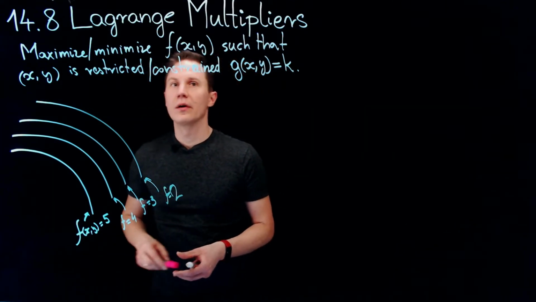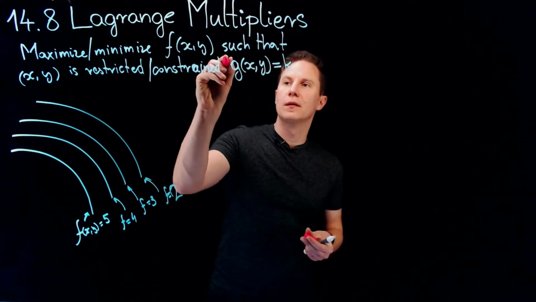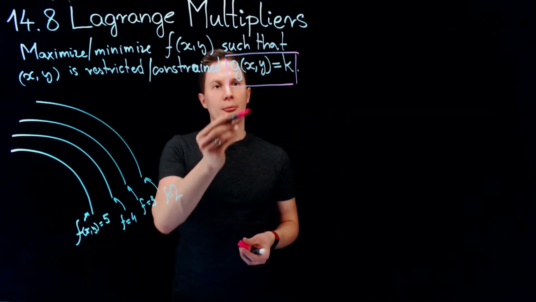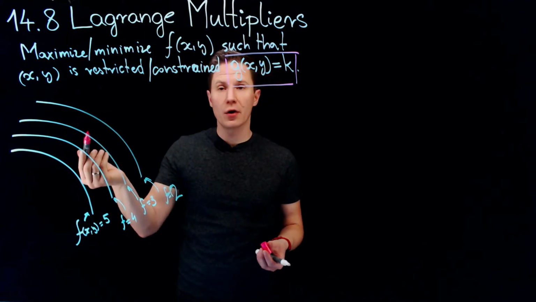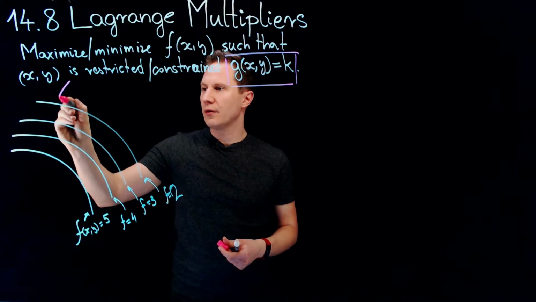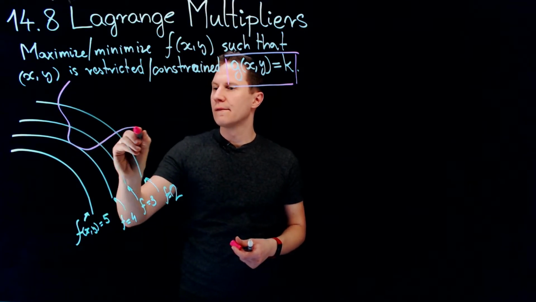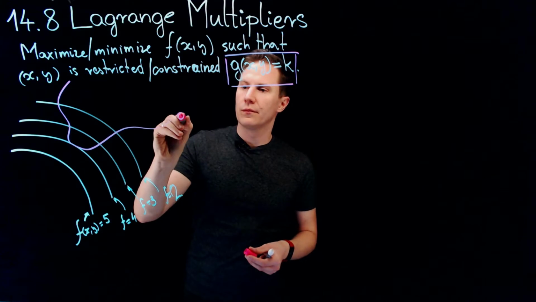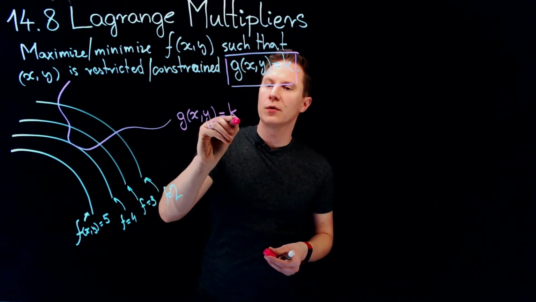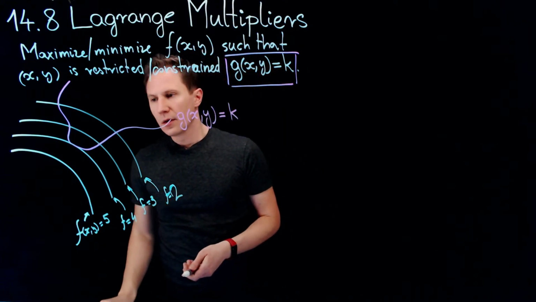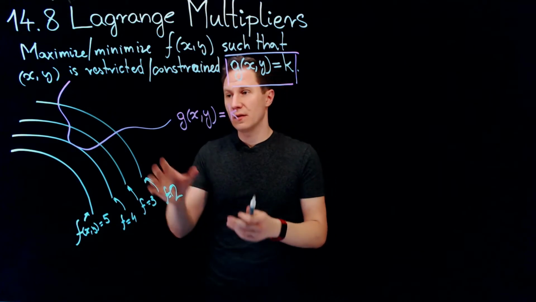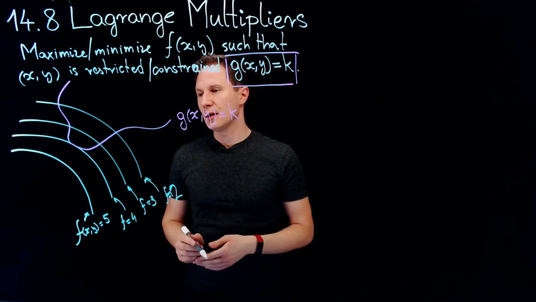And then we have this constraint given by g. This constraint is a curve in the xy plane as well. So we are looking at the xy plane, and we have this curve given by this constraint g of x and y is equal to k. This is the level curve of the function g, this curve that we see here.